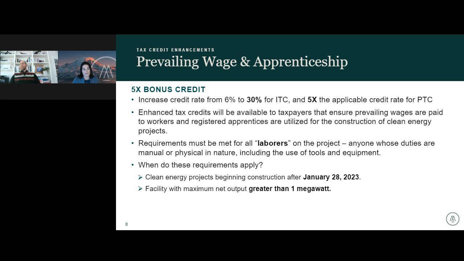These rules apply to IRA credits for projects beginning construction after January 28th, 2023, and for those with a maximum net output of greater than 1 megawatt. So if you either started construction before that date or you have a smaller project, you're going to be grandfathered in and you will not have to meet these requirements to get the enhanced credits.